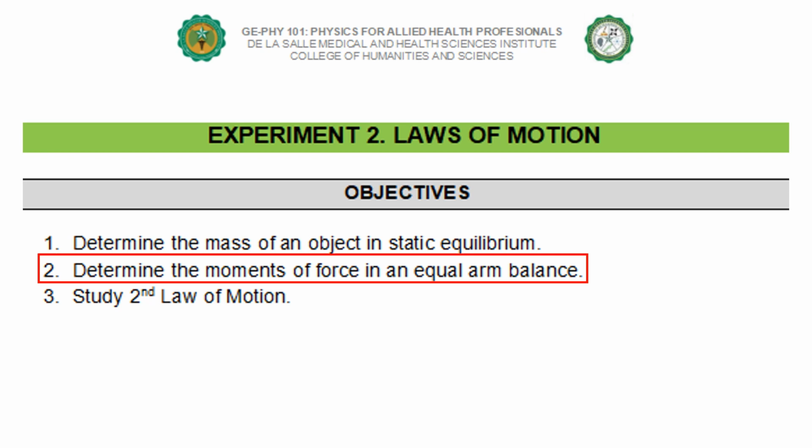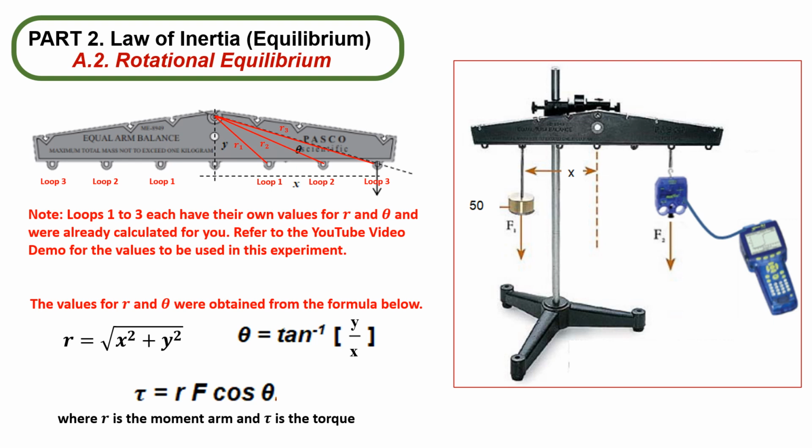For the second part, the objective is to determine the moments of force in an equal arm balance. So we have this setup. We need an equal arm balance, and on the equal arm balance we can see loop 1, loop 2, and loop 3, and also on the other side, loop 1, loop 2, and loop 3. This part is for the first column of our experiment, and this is for the second column. This side is for the hanging mass, and the other side is for the applied force.